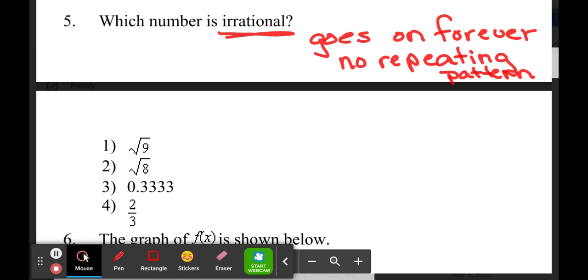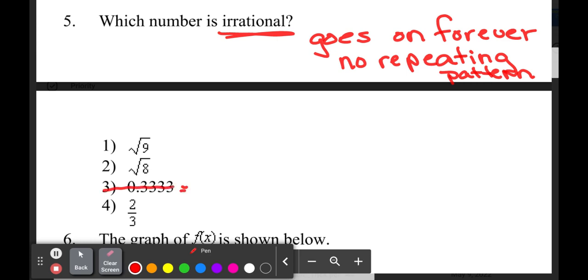Put them all in your calculator if you need to. Obviously, this one you don't need to because it's 0.3. Well, I can tell you this one is not the answer because it doesn't go on forever. It's just 0.333. If this went on forever, it would look like that. It would have dots.